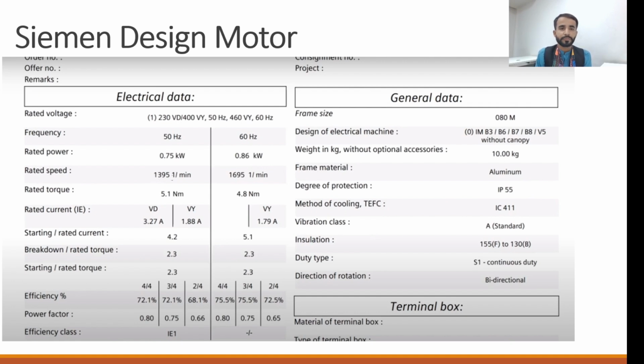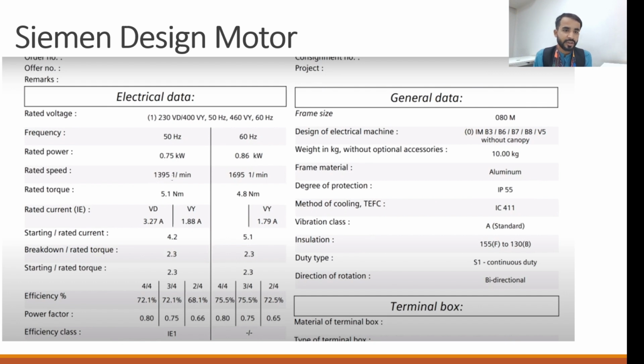In our project, we firstly targeted a benchmark motor, which is a Siemens three-phase induction motor. As the data sheet of the Siemens three-phase induction motor is mentioned here, we firstly designed this motor in the Ansys Maxwell software, and then we increased the efficiency of this Siemens three-phase induction motor so that we will get a more optimized and efficient motor.